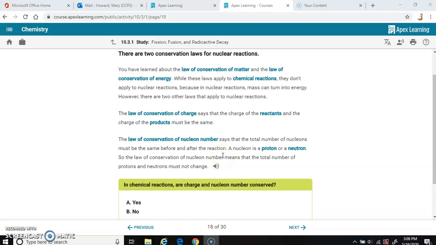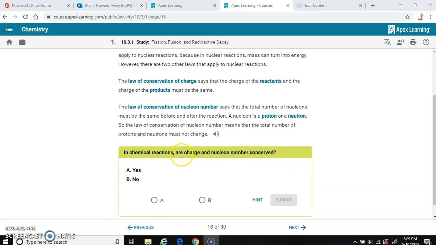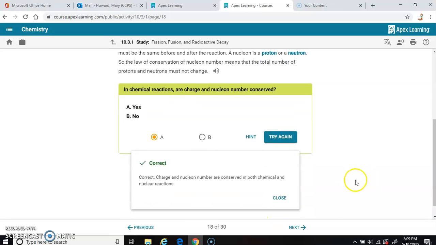A nucleon is a proton or a neutron, meaning that the total number of protons and neutrons must not change in the reaction. So in chemical reactions, are charge and nucleon number conserved? Yes, they are conserved.